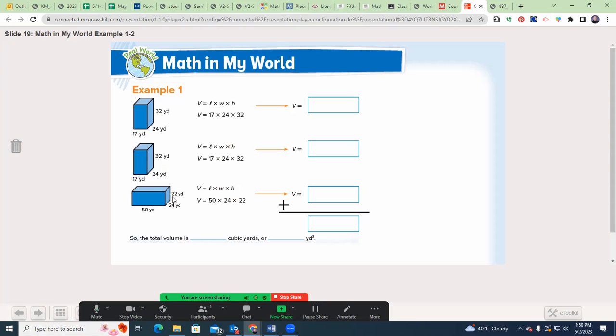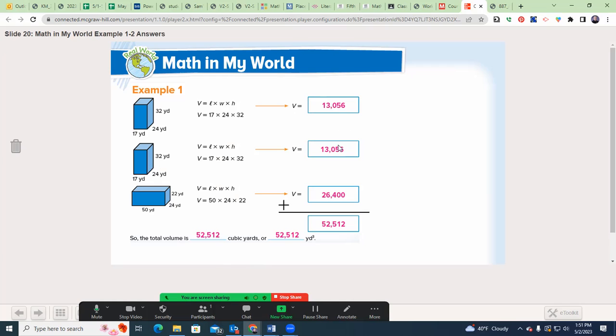So on the first one, you're going to multiply 17 times 24 times 32. You can do that by hand, or you can use your calculator. And you're going to see that we get 13,056 twice. And then 50 times 24 times 22 is 26,400.